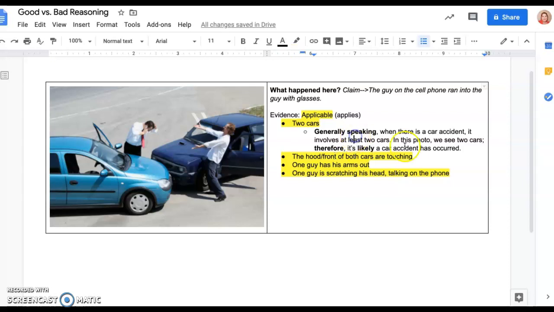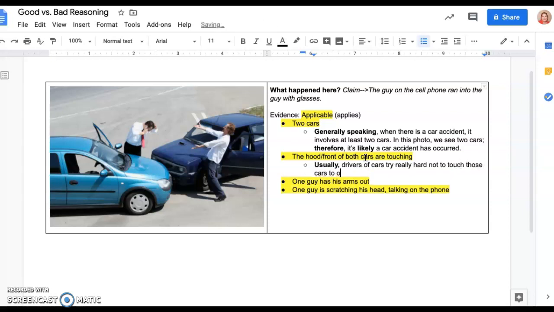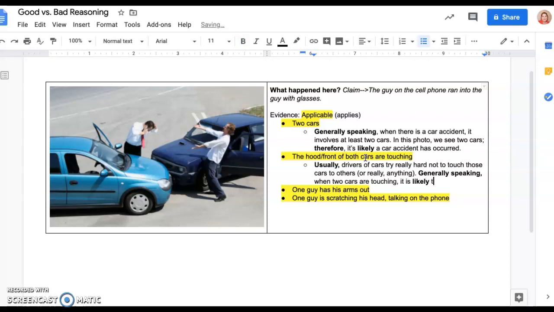All right, I'm hoping that you paused the video and thought through that. Here's what I would say, one of the many things that could be said if I were providing a reasoning statement for this piece of evidence. I'm going to start with usually. Usually, cars or drivers of cars try really hard not to touch those cars to other cars or really anything, because of course that would tend to cause damage to a vehicle. So usually drivers of cars try really hard not to touch those cars to others. Generally speaking, when two cars are touching, it is likely the result of an accident or collision. So there's my reasoning statement for that piece of evidence.